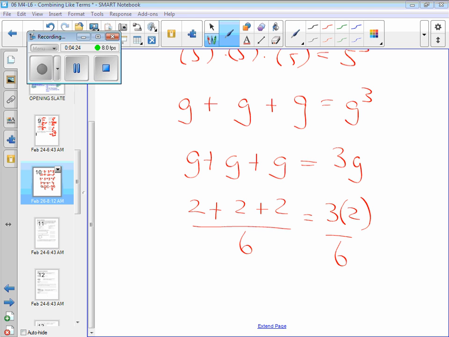Do yourself a favor too, especially with this: do one more other number for a letter to totally be convinced that it will work. Aiden, give me another number for a variable. We'll do it mentally. What's 4 plus 4 plus 4? 12. What's 3 times 4? 12. It works. Okay? That's the gist of the second part of combining like terms in lesson 6. Now you can open up your book, I think it's page 80.